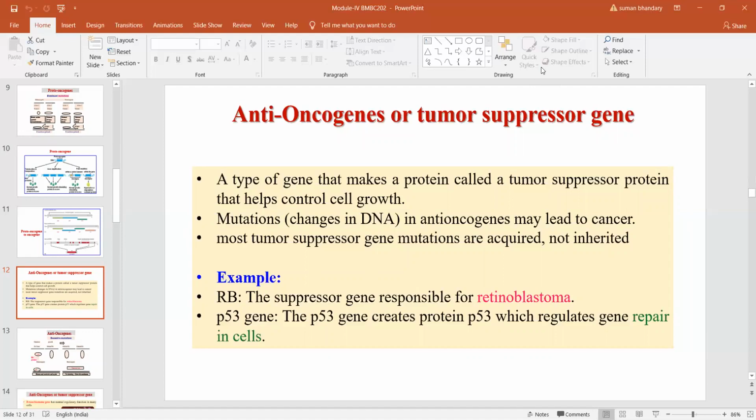So two examples are there. One is the RB gene, another one is the P53 gene. The RB gene is a tumor suppressor gene that suppresses retinoblastoma. So any kind of mutation in the RB gene will eventually result in retinoblastoma. In the case of the P53 gene, this particular gene encodes a protein, and those proteins regulate gene repair in the cell. So any kind of mutation in the P53 gene, the gene repair function will be lost.